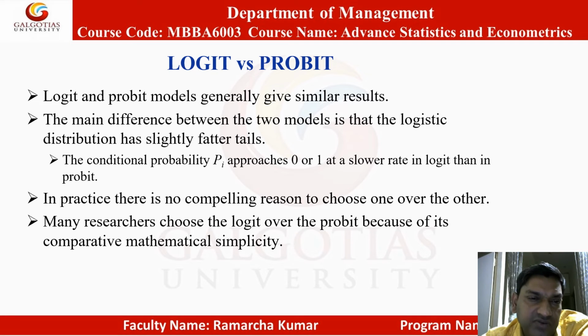Logit versus Probit. Logit and Probit models generally give similar results. The main difference between the two models is that the logistic distribution has slightly fatter tails. The conditional probability Pi approaches 0 or 1 at a slower rate in Logit than in Probit. This follows directly from the difference in the distribution, in which the logistic distribution has fatter tails. So probability is higher for fatter tails.